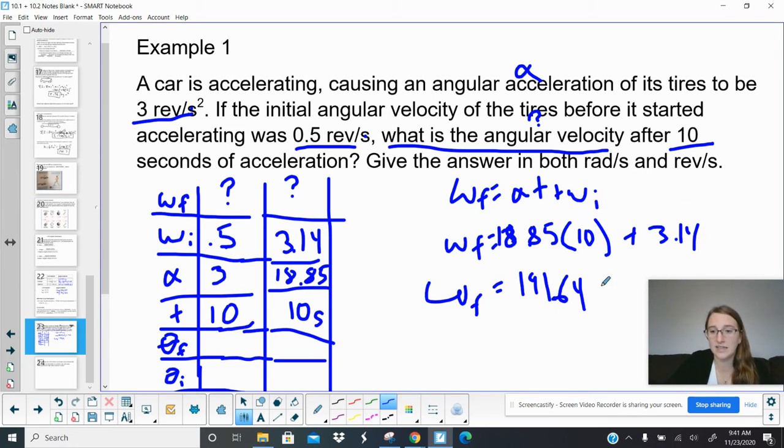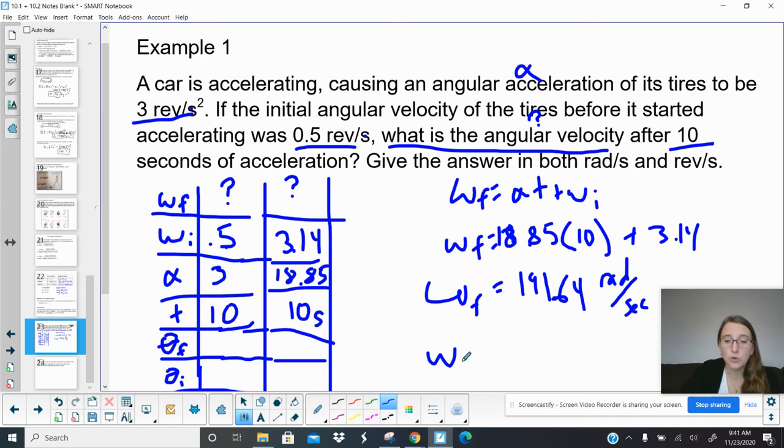Now again, this is in radians per second. I want you now to convert back to revolutions per second, just so we can see how we would do that. We've done so far a conversion from revolutions to radians. Now we're going in reverse. So think about how I would undo this. If we went from revolutions to radians and multiplied by 2 pi, to go in reverse, we just divide by 2 pi. So 191.64 divided by 2 pi, we should get 30.5.